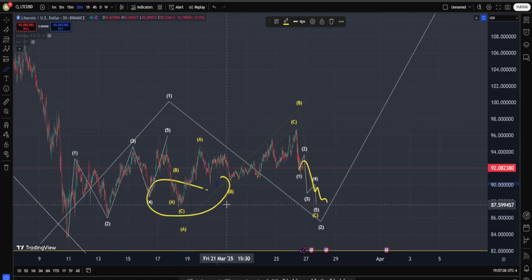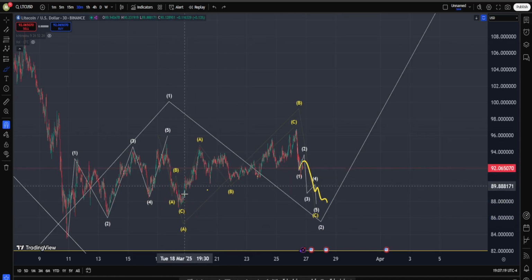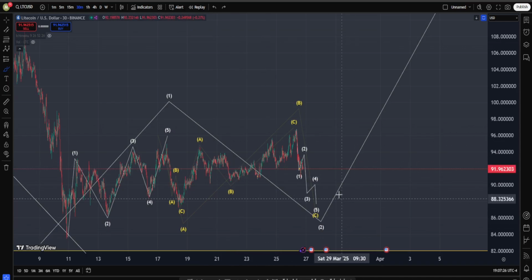about, let's say, $87.50. Now, what if we are having, instead of an expanded flat, just a simple running flat? Because in a running flat, we're not even going to take this low down here. This is also possible, do not get me wrong, but I think we should now assume the worst in Litecoin and expect some more moves on the downside.